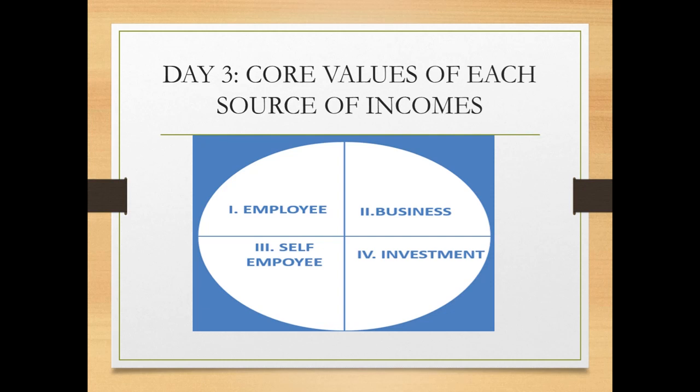Before we embark on the lesson of today, let us recap what we discussed in lesson 1. In the first lesson, we discussed features of different sources of incomes, including features of 1. Employees, referred to as an E. 2. Self-employees, referred to as an S. 3. Business owners, referred to as a B and 4. Investors, referred to as an I. Connected to that, today we discuss the core values of each source of incomes.